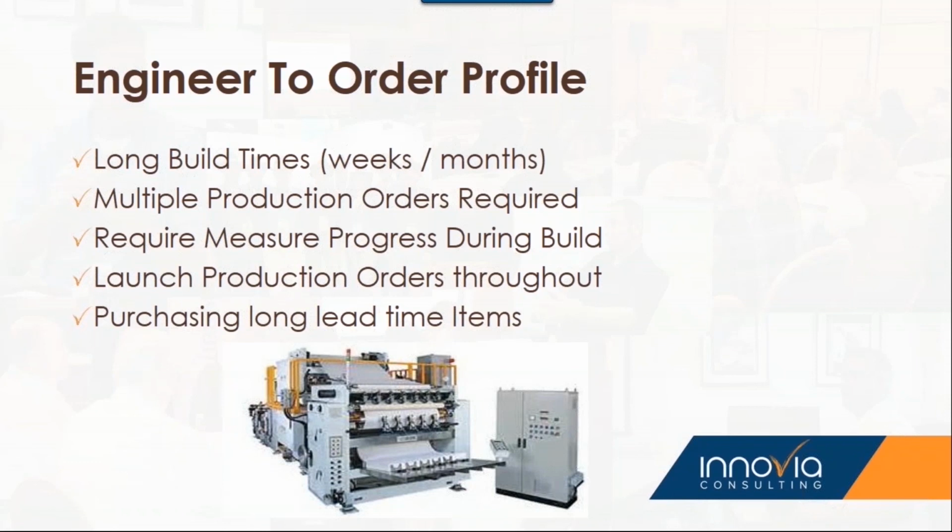Multiple production orders. Again, how do you know you're done? How do you know you're on track on a 9 month order? We'll talk about that in a minute. You're launching production orders throughout. In other words, I can launch the mechanical orders right away, but electrical, maybe they're deciding on Johnson Controls or GE or whatever. That's not decided yet.